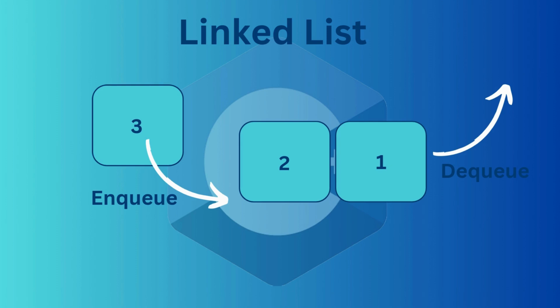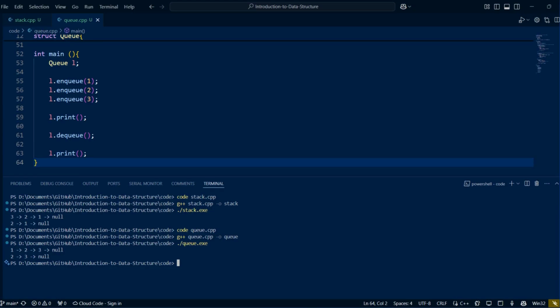So this is the enqueue when we are adding, and the dequeue when we are removing. This is the queue. So now let's see some code of this. You can see first I'm entering 1, then I'm entering 2, then I'm entering 3, and then I'm printing them. So you can see 1, 2, 3, then null.